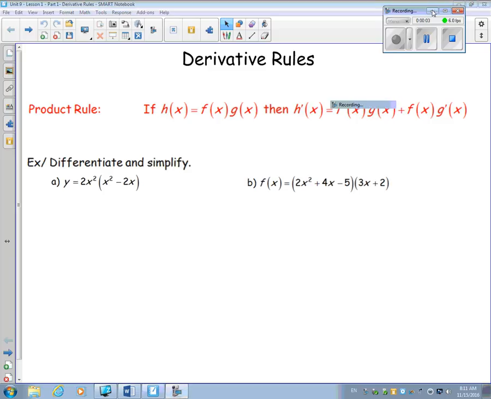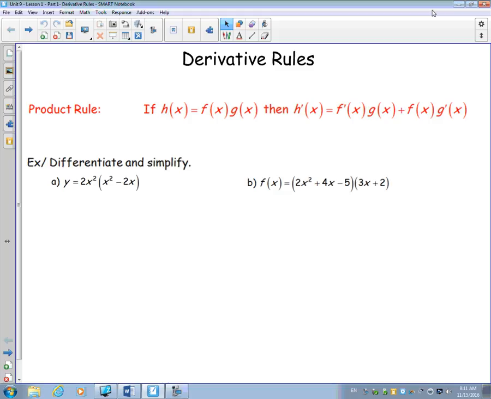In this lesson, we're going to look at some of the more advanced techniques for taking derivatives for things that are somewhat more complicated than just basic polynomials. So our first rule we're going to look at is called the product rule. The product rule works when you have the product of two different functions.